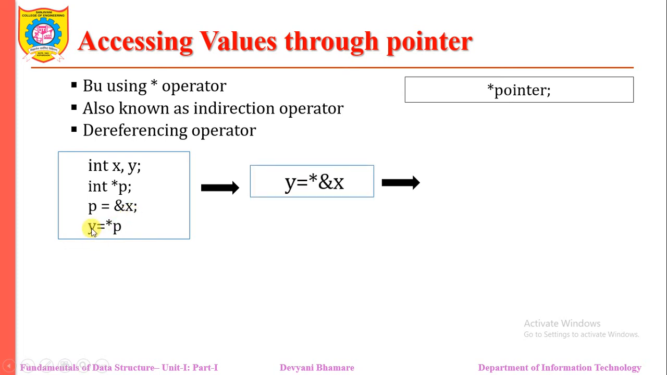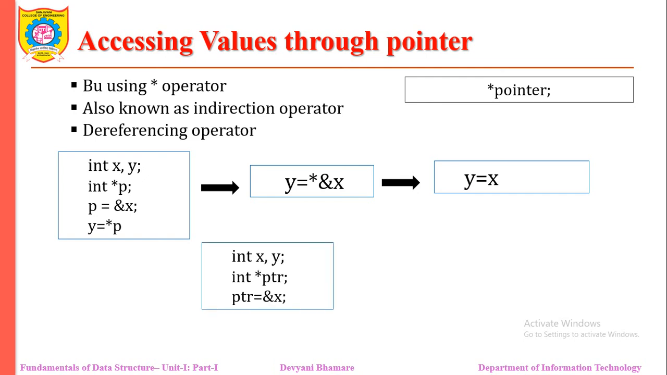While we are saying that y is equal to star P, this indicates that y is equal to the value at address of x. That is the value at 5000. What is the value at 5000? 10. It means that the value 10 will be assigned to y. In this fashion, we can assign using the pointer variable.